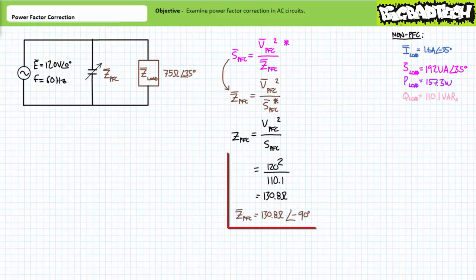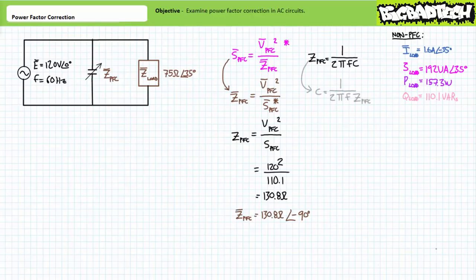Substituting in our given values, we arrive at an impedance figure of roughly 130.8 ohms at an angle of negative 90 degrees. All we need to do now is to calculate the capacitance value necessary to achieve this desired impedance at the given excitation frequency, in this case, 60 Hz. Given we know our desired impedance magnitude and the excitation frequency, we can rearrange the capacitive complex impedance formula to solve for capacitance, where capacitance equals 1 over 2 pi f times the impedance magnitude.